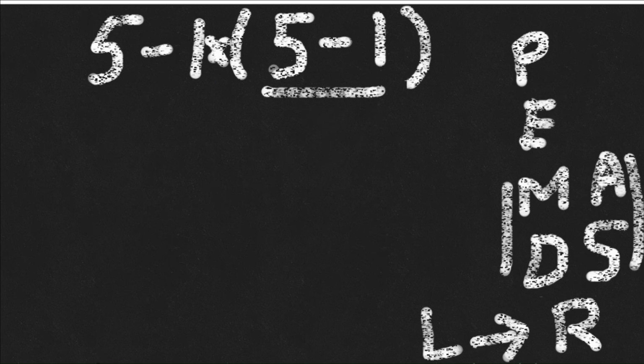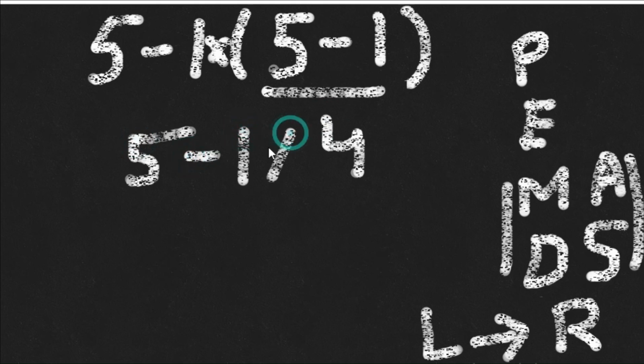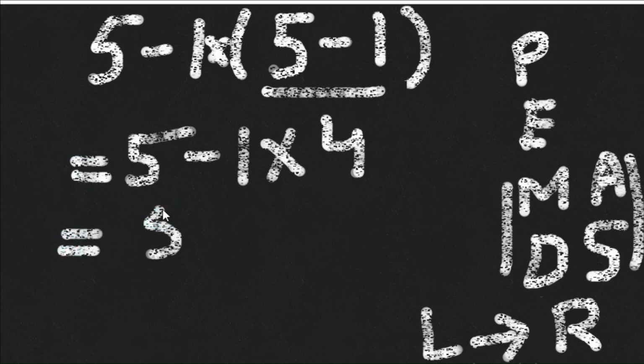Inside this parentheses, we have 5 minus 1, which equals 4. So 5 minus 1 times 4. Now we have one subtraction and one multiplication. According to PEMDAS, multiplication has higher priority than subtraction, because in PEMDAS, multiplication comes before subtraction. So first we have to do this multiplication, then this subtraction.